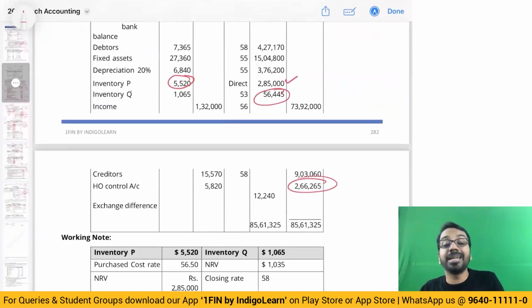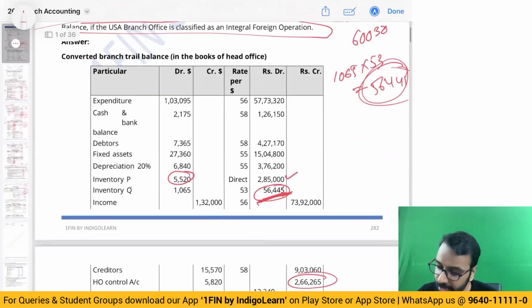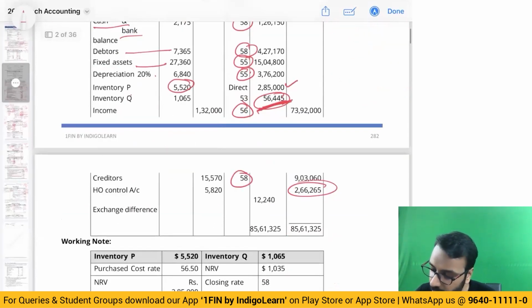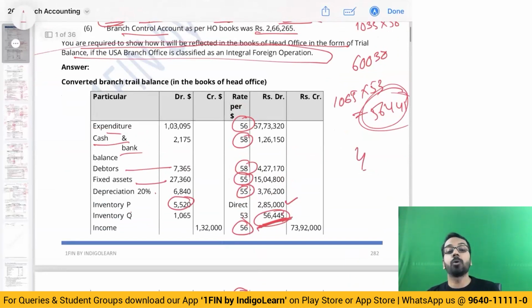And one more thing, it is an integral foreign operation. So I am recording the transaction as 56,445 for me, because I have purchased inventory at this particular rate. Expenditure will take the average, cash and bank will take the closing rate, debtors will take the closing rate, fixed asset the date of purchase. Depreciation will be based on that particular value. Then income average rate, creditors closing rate, control account directly we will take, the difference will be taken to the P&L. Clear?